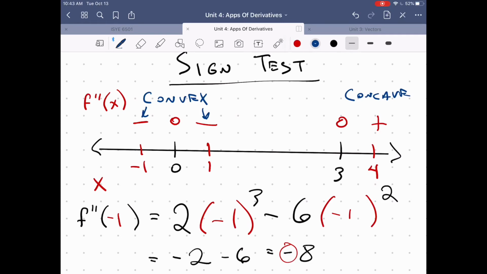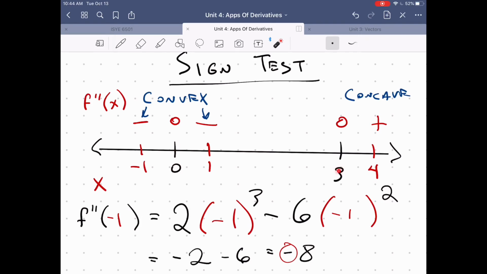Then you have a point of inflection whenever your second derivative is 0 or does not exist, and f double prime changes sign around it. So right here at x equals 0, we have a 0 second derivative, but notice f double prime does not change around it. It's negative to the left, it's negative to the right. That means that there is not a point of inflection at x equals 0.